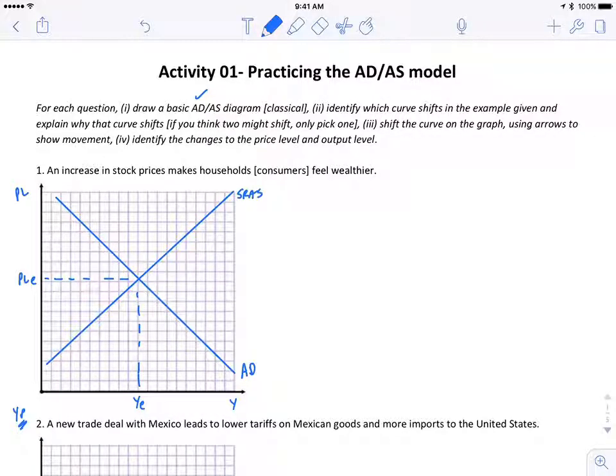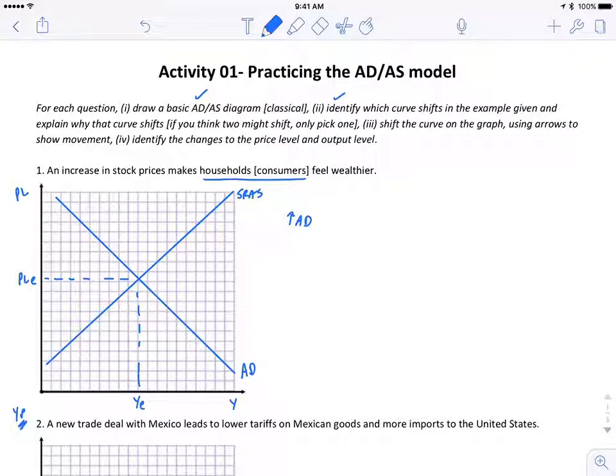So now that we have our equilibrium levels noted, we need to identify which curve shifts in the given example and why you think that curve shifts. If you think two shifts might be possible, only pick one. Only pick the one that seems the most obvious, all things considered with the example. So this example says an increase in stock prices makes households or consumers feel wealthier. So if our giveaway here is that it's households or consumers, it should be obvious that we're going to increase aggregate demand. Now, the why is sort of tricky.